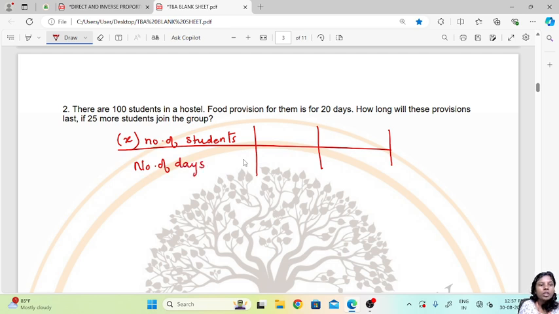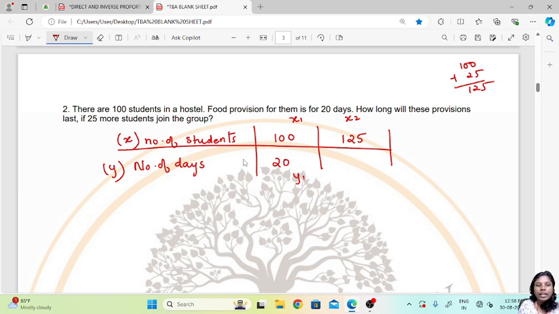So number of students, say if it is 100, then the food provision is for 20 days. So this becomes x1 and this becomes y1. Now what they are saying is, how long will this food last if we add 25 more students? So the total number of students will be what? 125 here. This is x2. 100 are already there, so if you add 25 to that, that would be 125. So you are adding 25 more students.